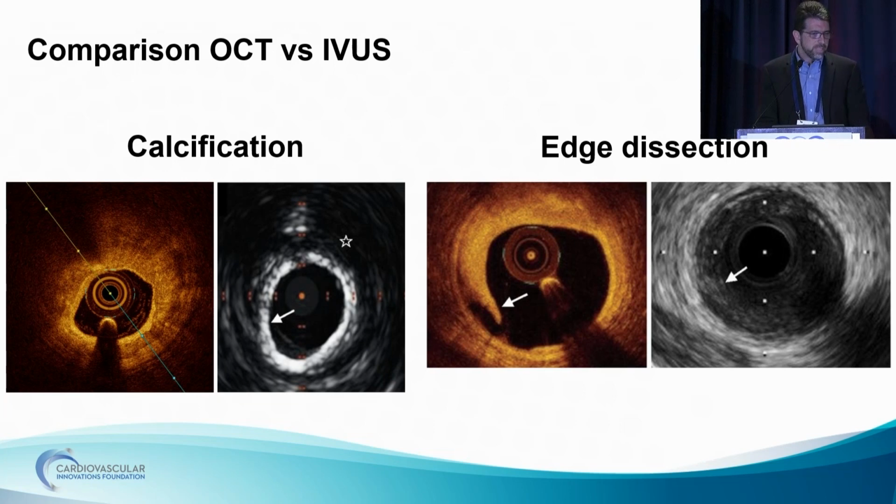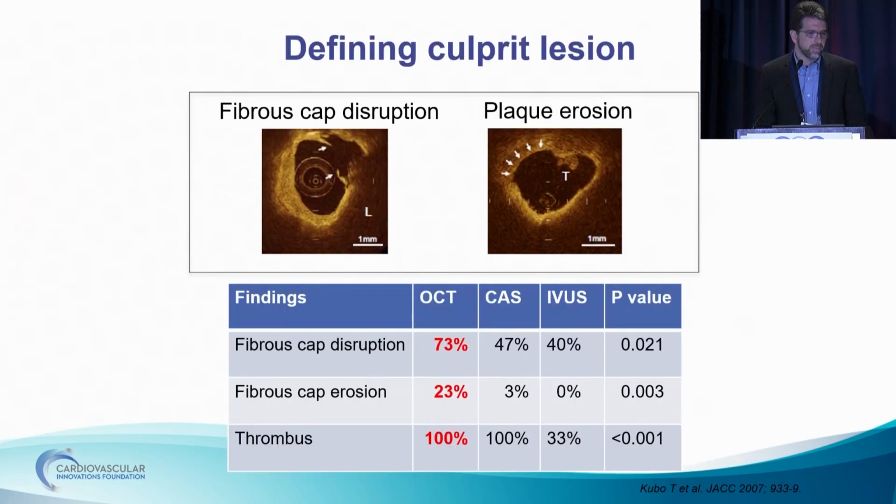For some examples here, to the left, you can see the calcification. You see much better calcification through OCT than through IVUS, right? For IVUS, you see a shadow, and for OCT, you can even draw the calcification, right? To the right side of the slide, you can see an edge dissection, so you can see much more details for edge dissection with OCT than for IVUS.